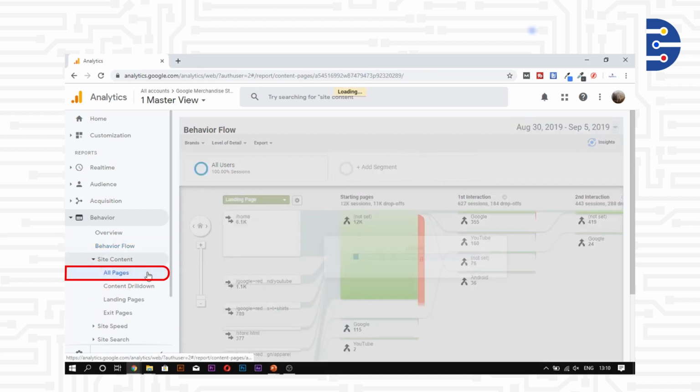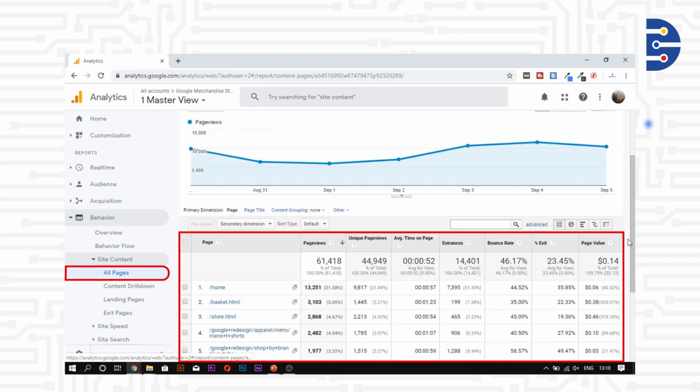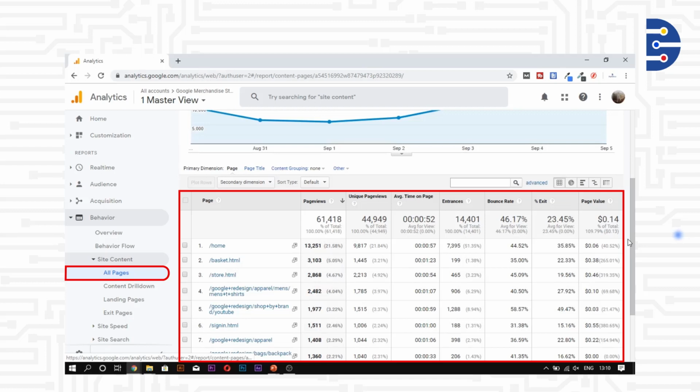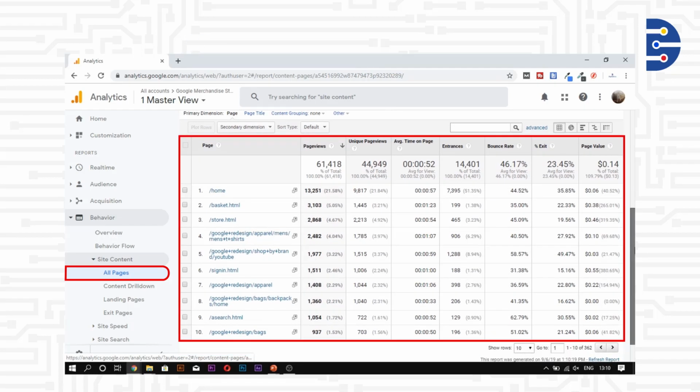The site content section gives us a thorough analysis of the individual pages of our website. As we can create a comprehensive overview of the website from the audience overview section, we also get a comprehensive overview of individual web pages from the site content section.